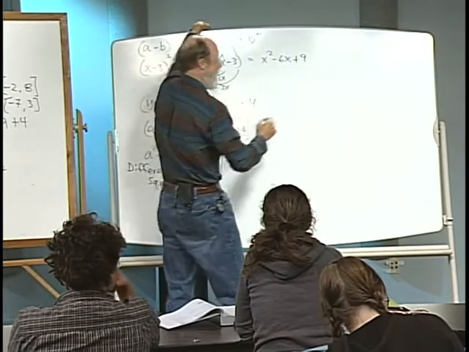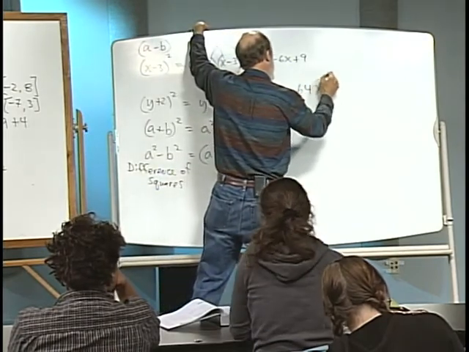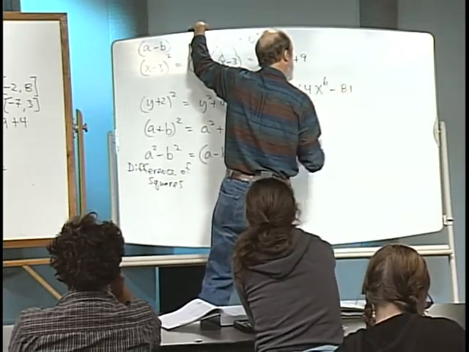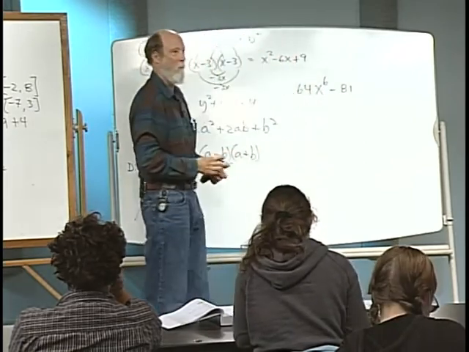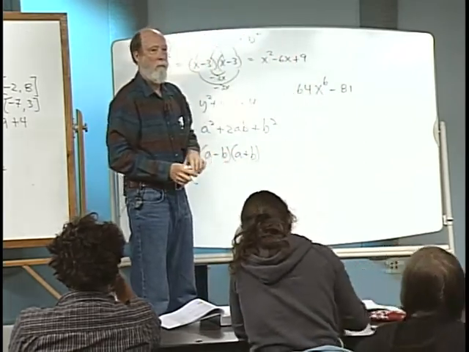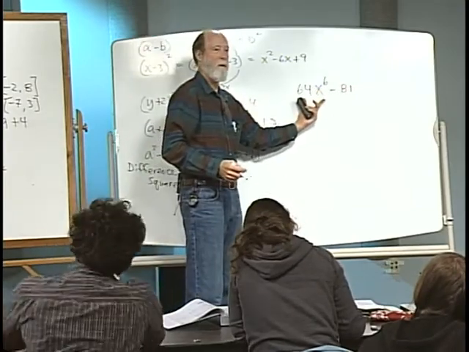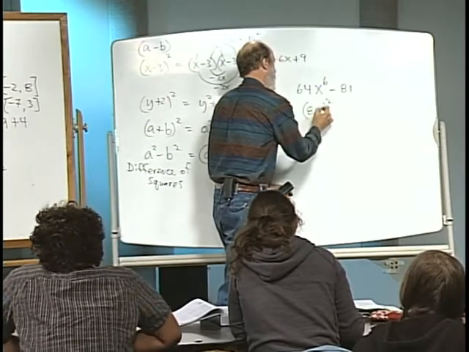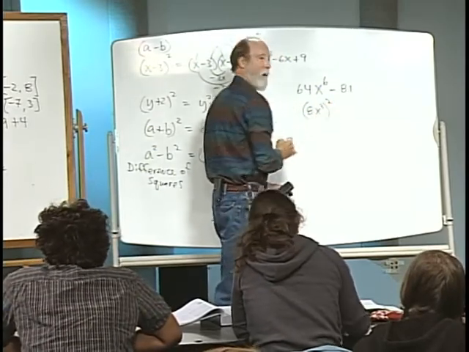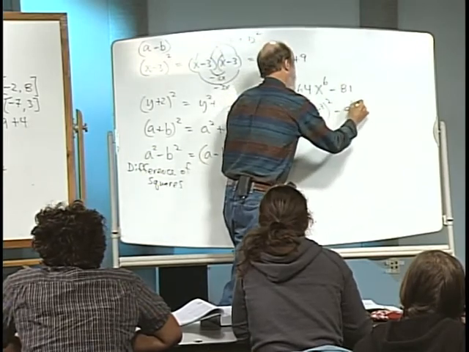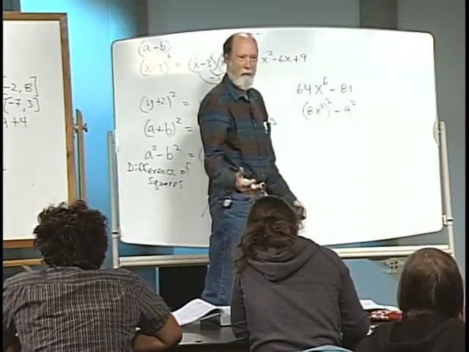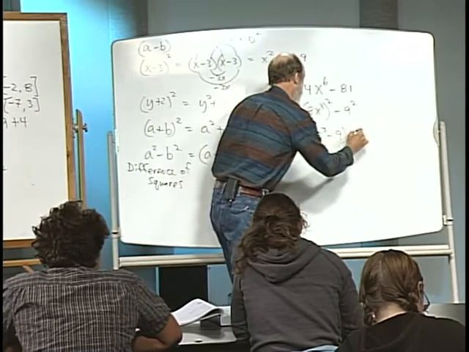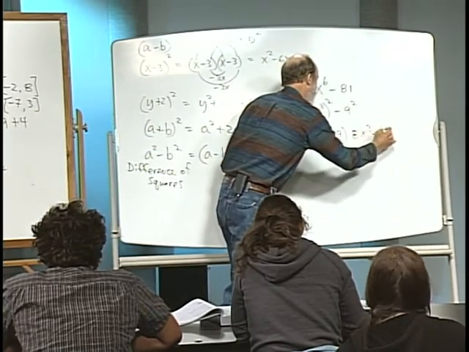Okay, how about 64x to the 6th minus 81. Isn't this a perfect square? Right? 8 times what squared? x cubed, right? Minus 9 squared. So it's a difference of squares. So it's 8x cubed minus 9 times 8x cubed plus 9.